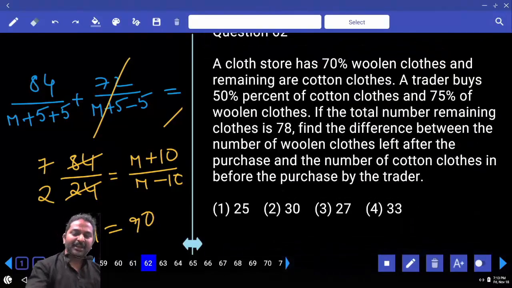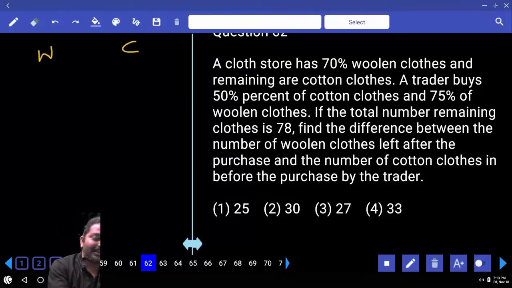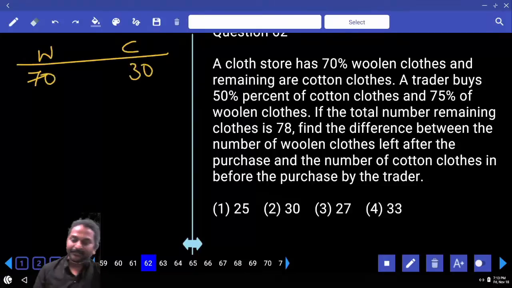A cloth store has 70% woolen cloths and the remaining cotton clothes. So we have woolen and then cotton. Here we have 70 and here we have 30. Let me take percentage, or parts, or X, whatever it is.